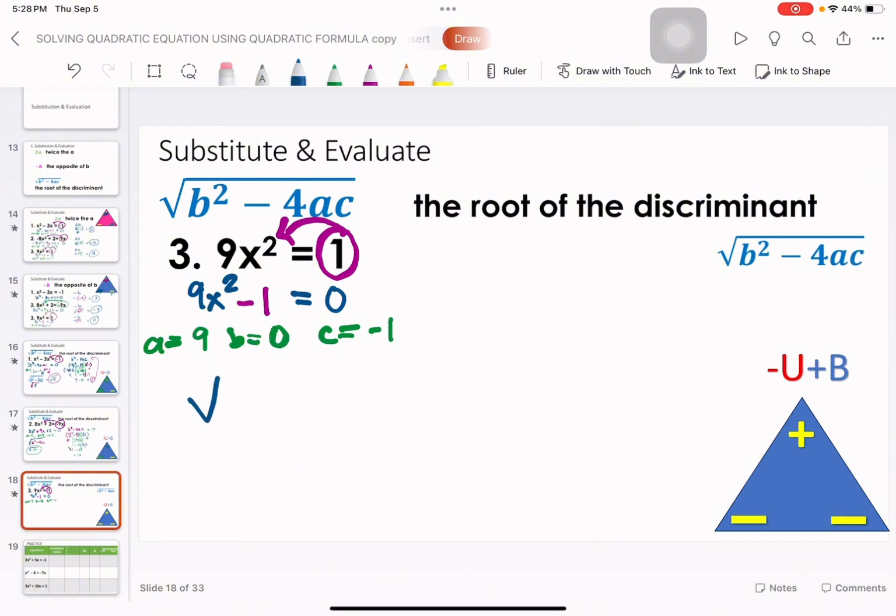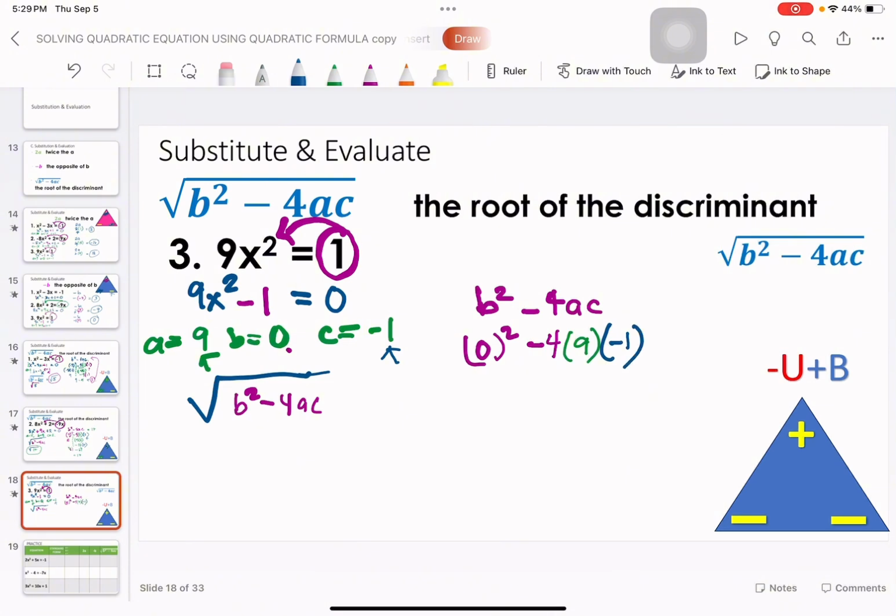Now, for the square root of the discriminant, our discriminant here is b squared minus 4ac. So let's solve first for the discriminant. The discriminant goes like this: b squared minus 4ac. And then we substitute. What is the value of b? B is 0. So 0 squared minus 4. What is our a? A is 9. C is negative 1. And then we simplify or evaluate.